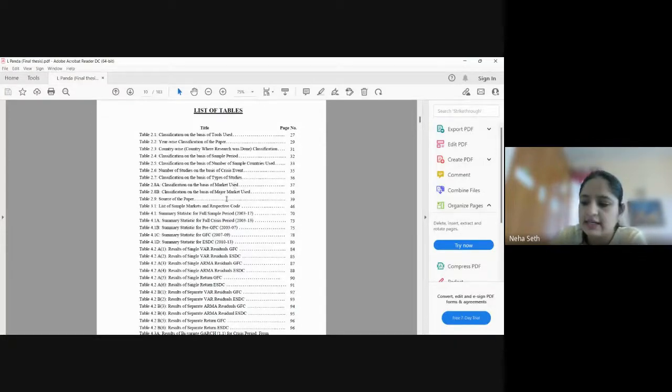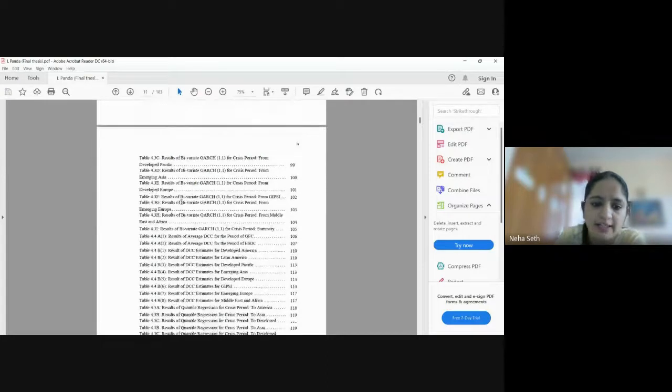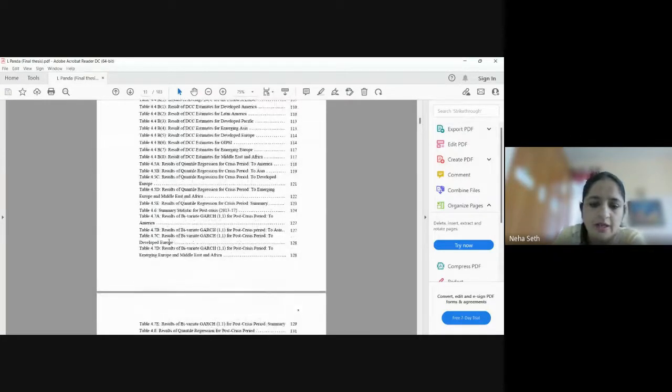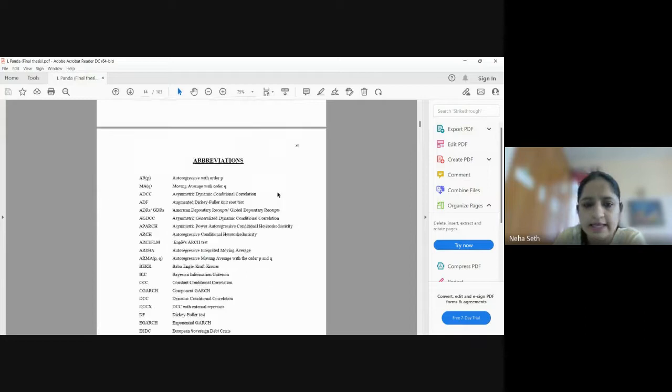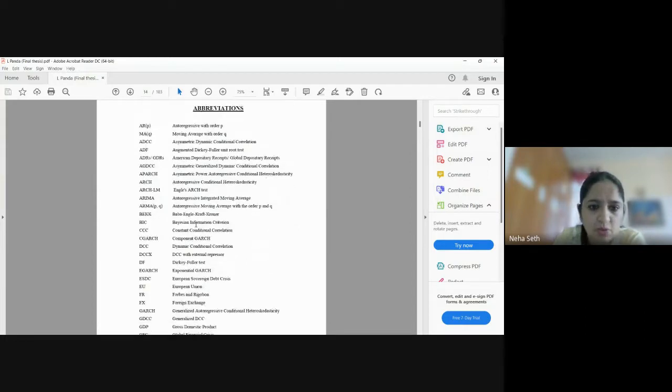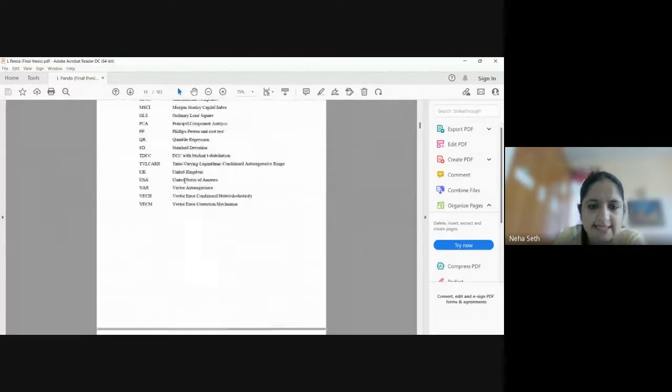Okay, then list of tables. Okay, list of tables is there, with page number, the table number is also mentioned, the title of the table is mentioned, and page number is also given. So these are the list of tables which are included in the thesis. Okay, then the list of figures. So wheresoever, on whatever page he has included a figure, the number of the figure, title, and page number. Then the abbreviations. Okay, so whatever abbreviations he has used in this thesis, he has mentioned.